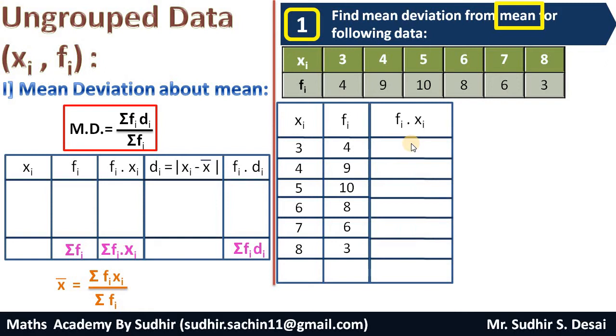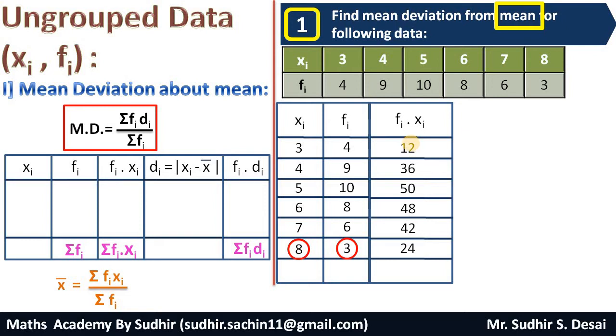So this is the third column of our table. How do we obtain fi into xi? Multiply each fi to its corresponding xi. The first fi is 4, multiplied by 3, so 4 into 3 is 12. Next is 9 multiplied by 4, which is 36. 10 into 5 is 50. 8 into 6 is 48. 6 into 7 is 42, and the last fi is 3 multiplied by xi 8, so 3 into 8 is 24.